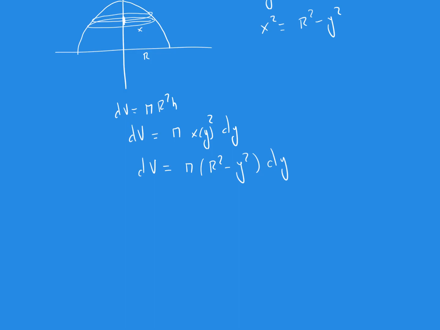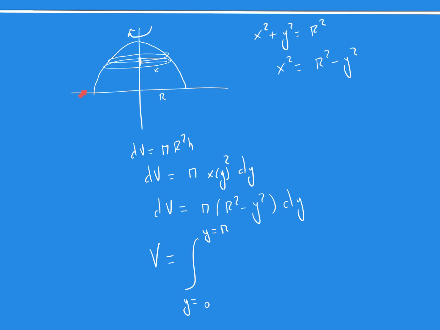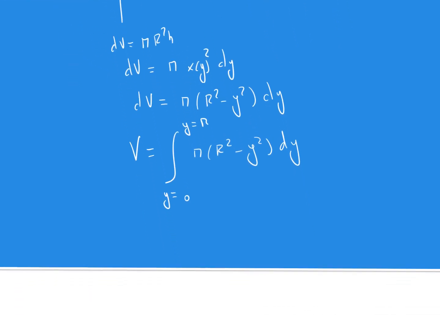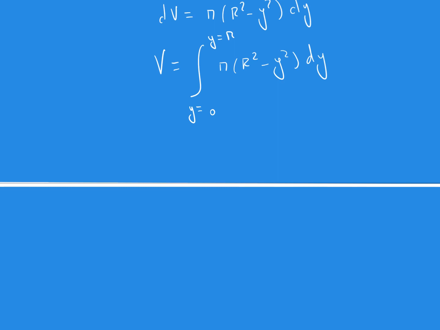And now we need to integrate to find the total volume. The total volume is the integral when y starts at 0 and ends at y equal r. Y starts here at 0, the horizontal line, and you go up to the final y, that is the radius r of the sphere, of the circle, of pi times r squared minus y squared dy. Let's do it. So doing the integral will be pi times r squared y minus y cubed divided by 3, evaluated between 0 and r.